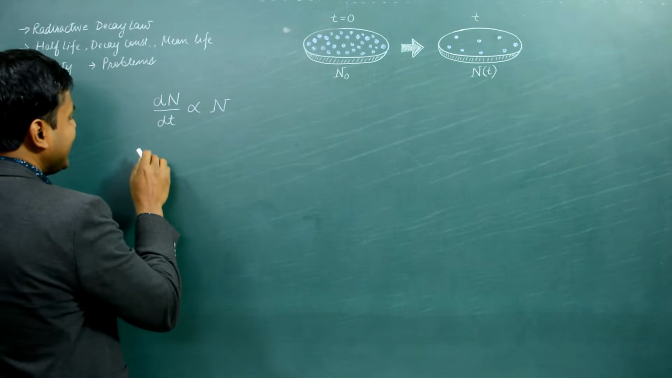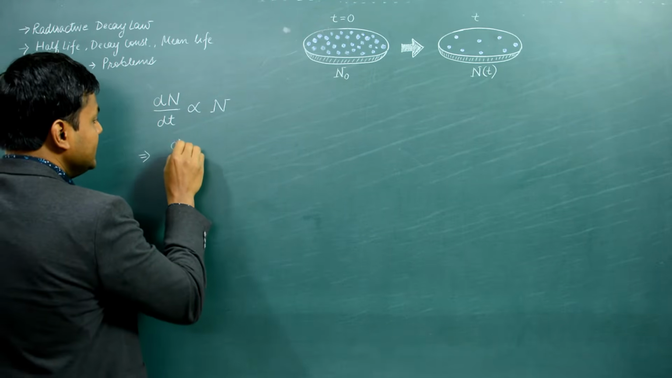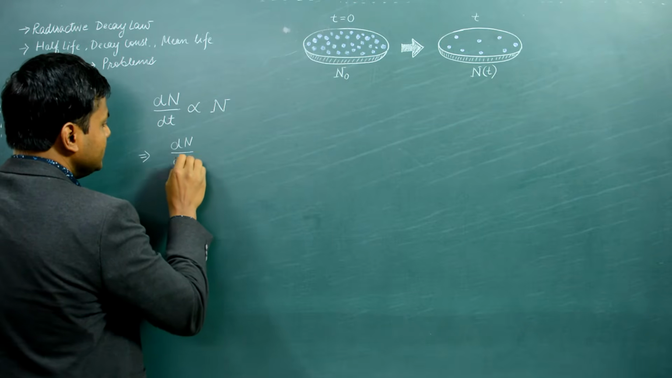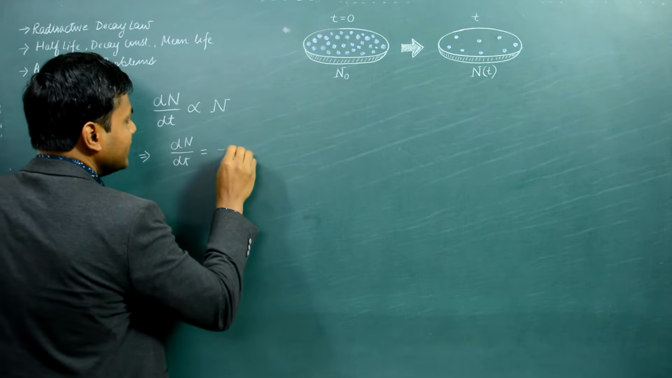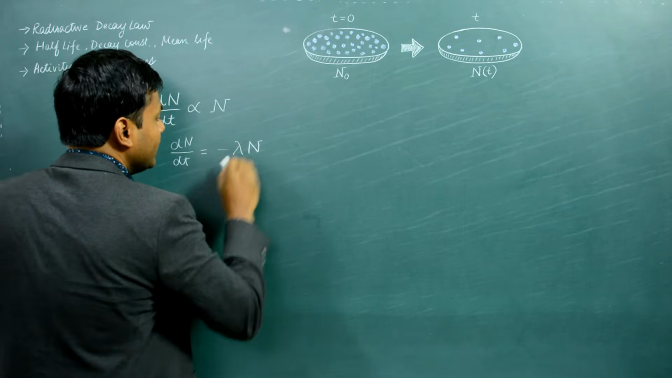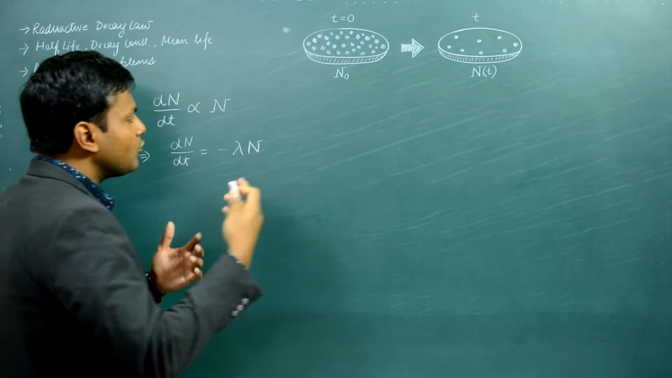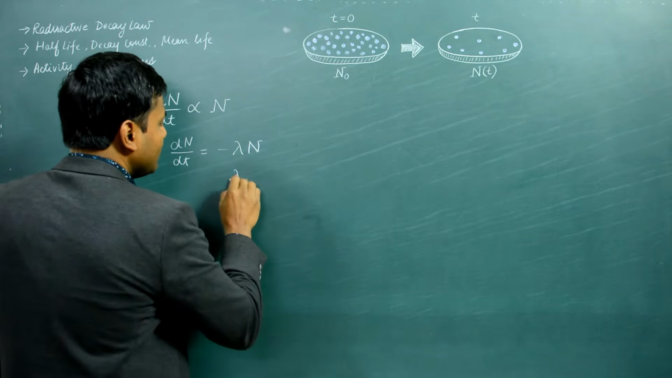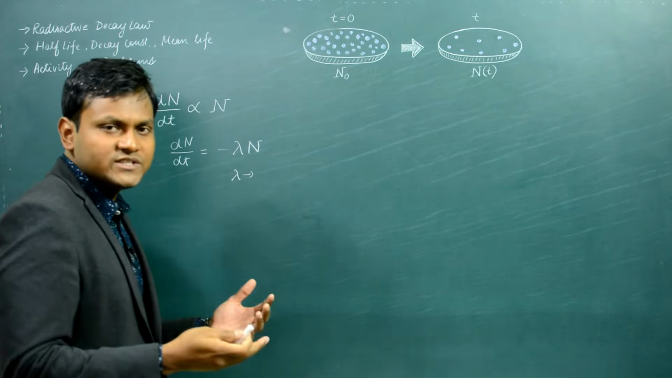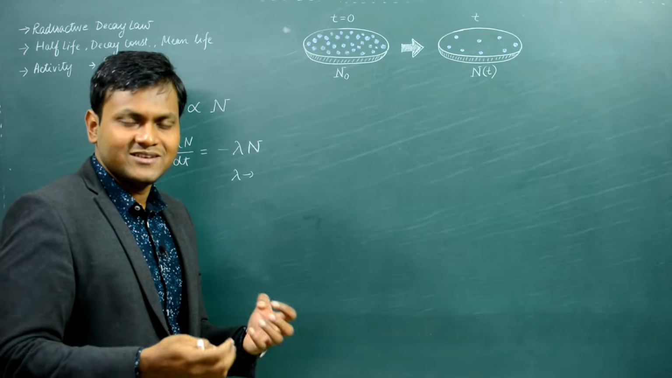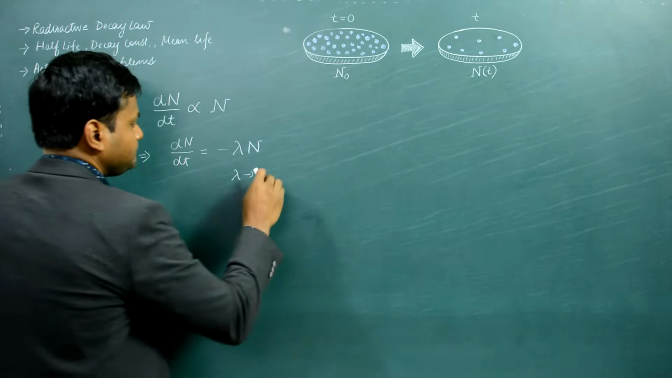So from this, I can say that the decay rate, dN by dt, is basically equal to minus lambda N, where lambda is nothing but a proportionality constant. So lambda is a proportionality constant which is also known as decay constant or disintegration constant.